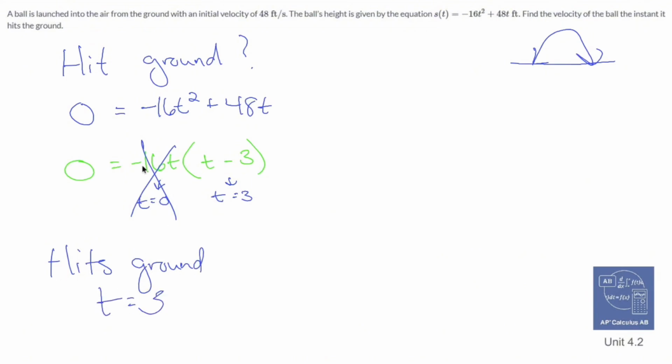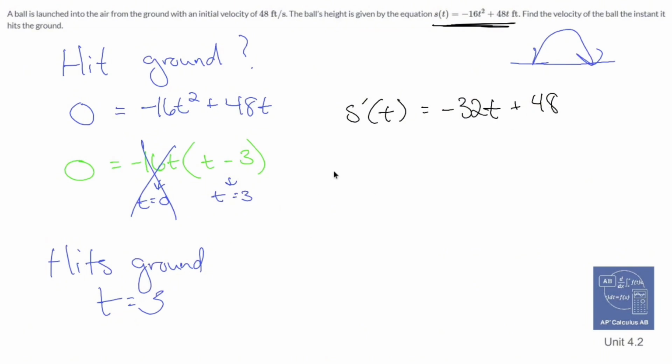Cool. Am I done? No, because I care about the ball's velocity. I care about its velocity the moment it hits the ground. So I need to take that position function right here and find the velocity function by taking the derivative. So s prime of t is going to equal the derivative of negative 16t squared, power rule, which is negative 32t plus 48.